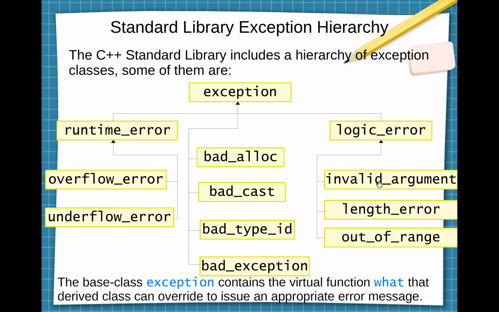And the same about invalid argument, length error, out of range. And I think we had another one there, right? So they are all children of the logic error class, right? So they are descendants of the exception class. Once again, it's not all of them shown here, only some of them.